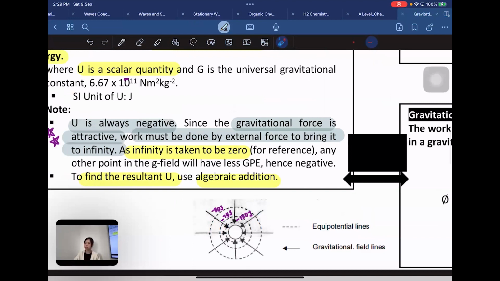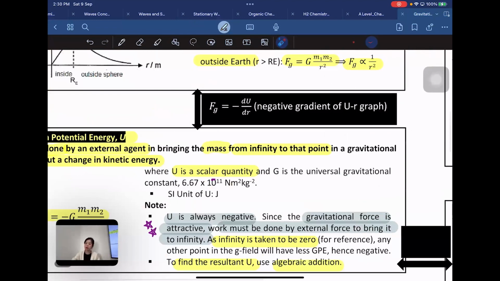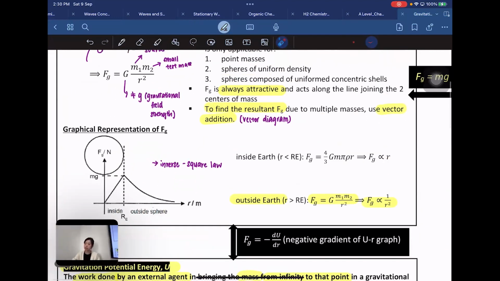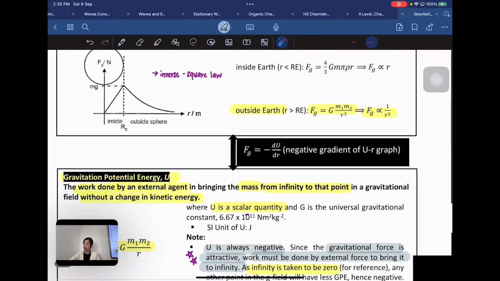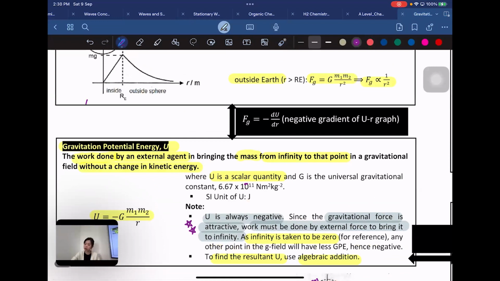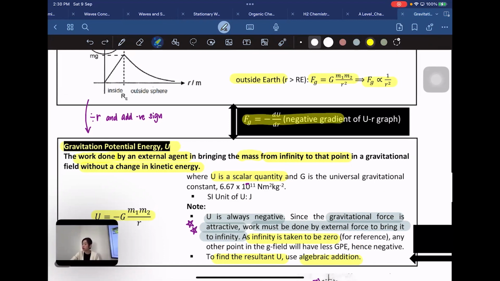Now, how do we actually relate my scalar to my vector quantity? You realize if you look at the formula, F is equivalent to GMm over r squared, but U is equal to -GMm over r. It's somewhat similar, except to change from gravitational force to gravitational potential energy, I have to divide by an additional radius and I have to add a negative sign. Which means that if I look at a potential energy versus distance graph, the negative of the gradient will give me my gravitational force.